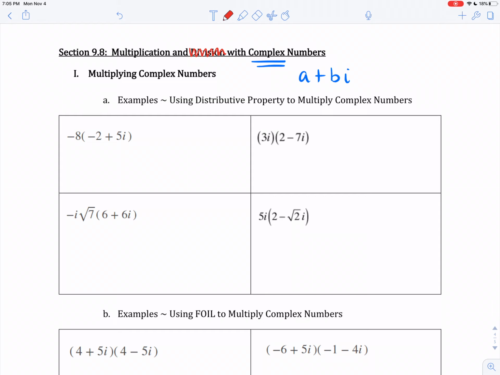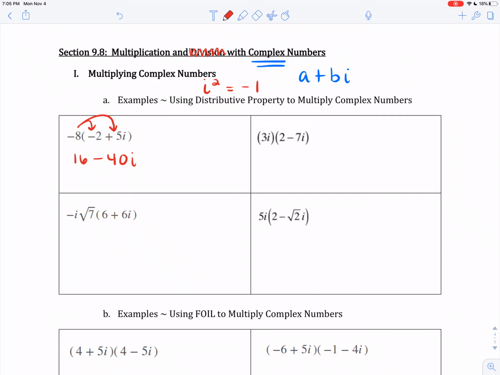All right, now the biggest thing with multiplying complex numbers, a lot of this is going to be things that you're familiar with already, like distributing or using the FOIL method. The big thing is just to remember anytime you end up with an i squared, by definition that is equal to -1. For example, if I have a number outside of parentheses, whether it's complex or not, I would distribute. So -8 times -2 would be 16. -8 times 5i would be -40i, and that would be all that I could do.